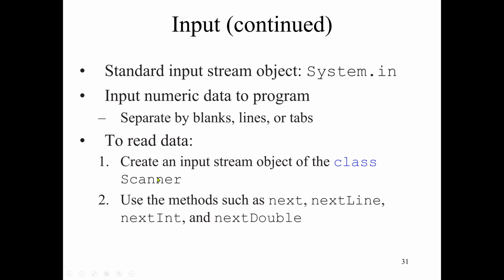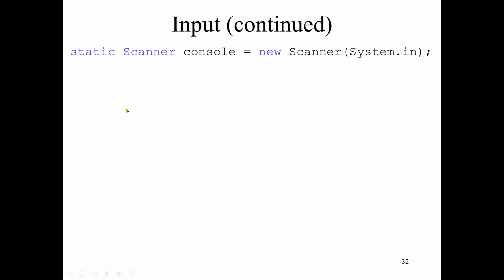So first we create our class object. Then we use the class object, depending on the data type, with either nextLine, nextInt, or nextDouble to get the input from the keyboard. So this is the example. We start with static Scanner console = new Scanner(System.in). We create a scanner object called console. That's the first thing we need to do, console.